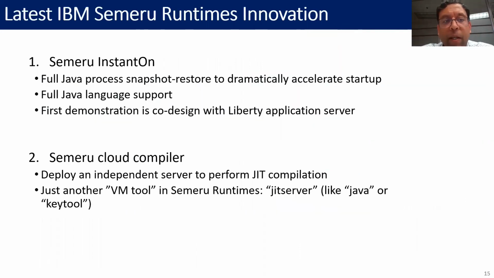Next, I wanted to switch tracks and talk about two very recent innovations, but they're at different levels of maturity. The first innovation I wanted to talk about is Semeru Instanton, which is a project we have been working on over the last 18 months or so. In a nutshell, it's basically a full process snapshot restore to dramatically accelerate startup. I'll get into this more in the coming slides. We've been very fortunate to have had the opportunity to co-design this feature with the Open Liberty project, having that stakeholder involved in the co-design of this project with us.